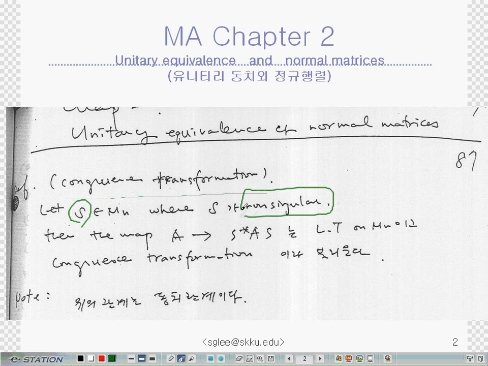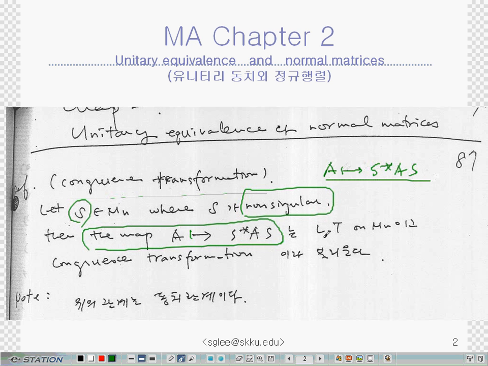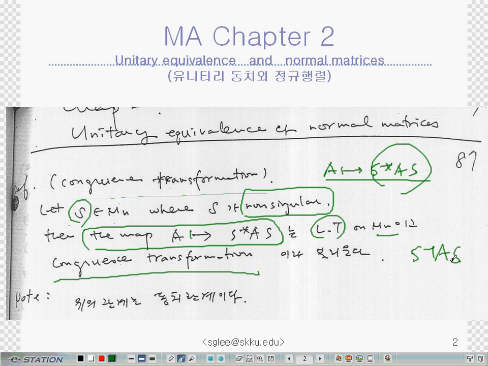Suppose S is a non-singular matrix. Then the map from A to S star AS is a linear transformation on the set of n-dimensional matrices, and it is called the congruence transformation. You have seen this type of similarity transformation before. This is a generalization of this in a complex field.